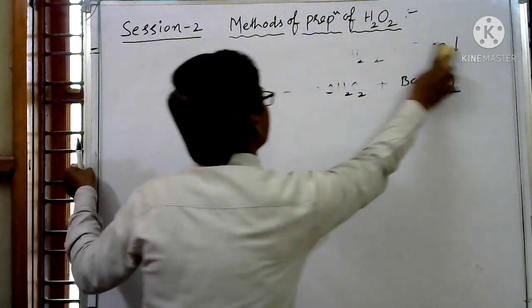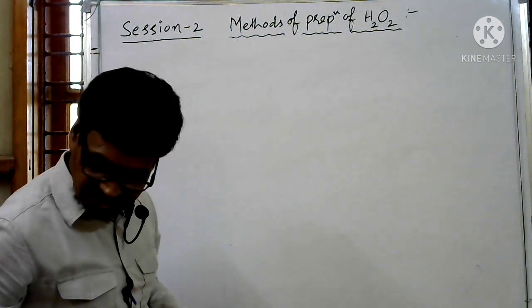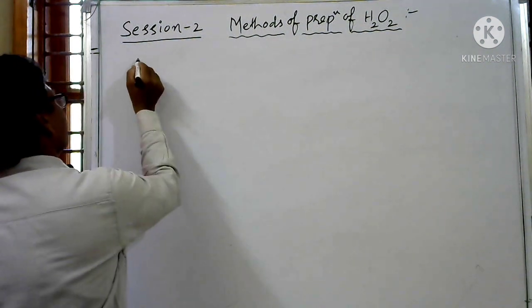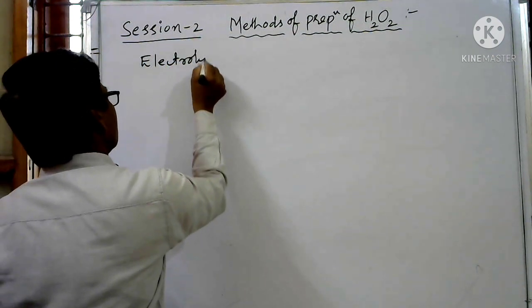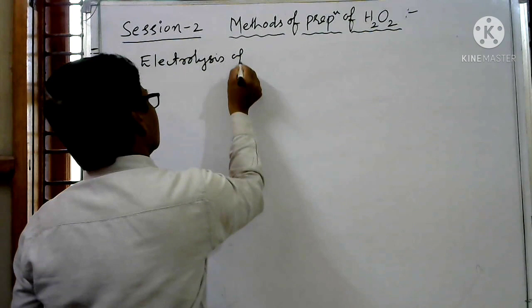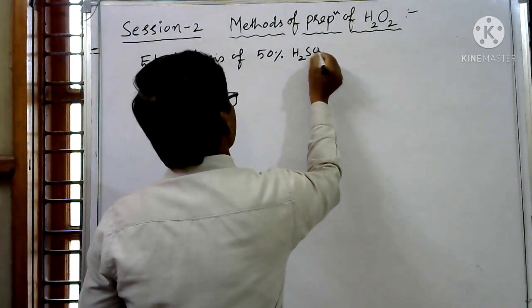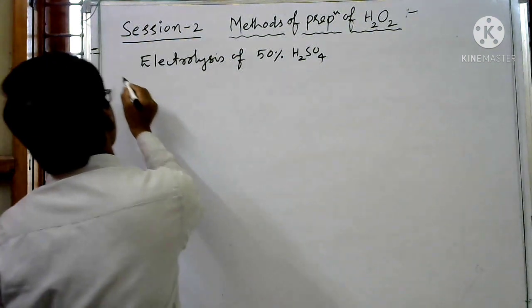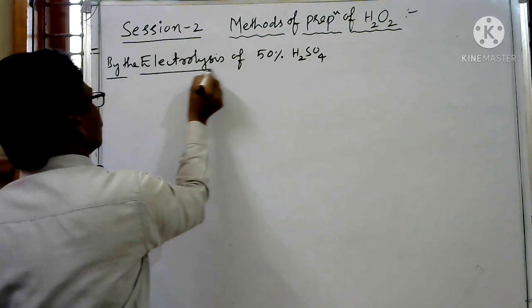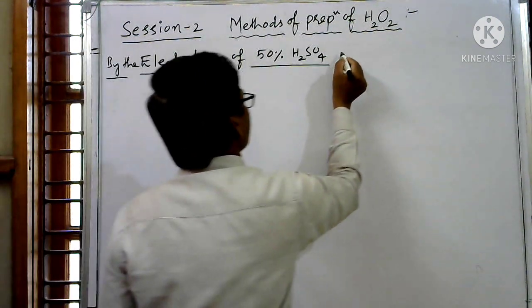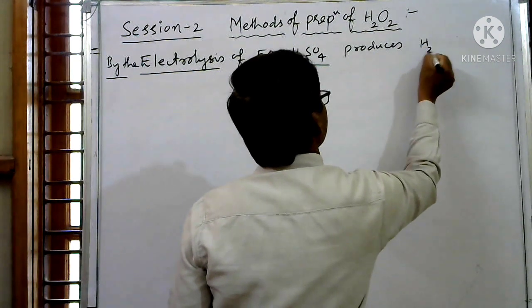Electrolysis of 50% H2SO4 we should do. Here the important method. Electrolysis of 50% H2SO4 produces hydrogen peroxide.